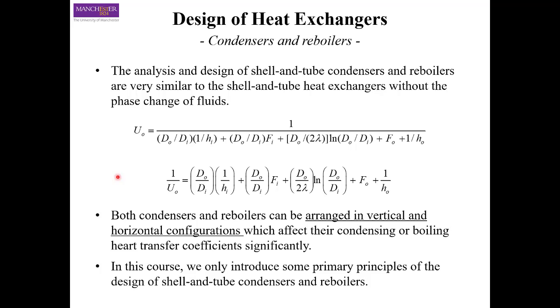Also, condensers and reboilers can be arranged in vertical or horizontal configurations. If you put a heat exchanger in a vertical or a horizontal configuration, it is going to affect the heat transfer coefficients. We will look at how, for example, a horizontal condenser or a vertical condenser is going to affect the heat transfer coefficient. And then we will introduce some of the primary principles in the design of shell and tube heat exchangers, that we will see in the next slides.